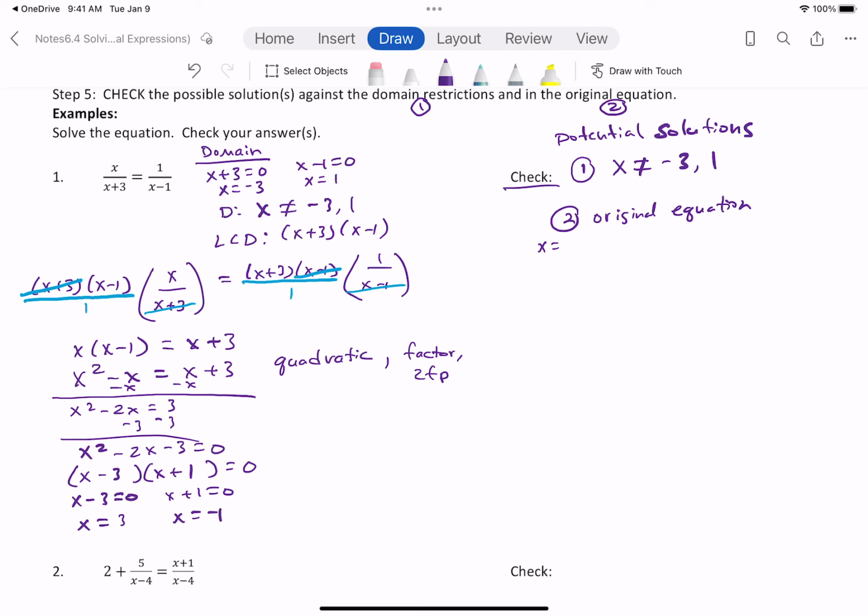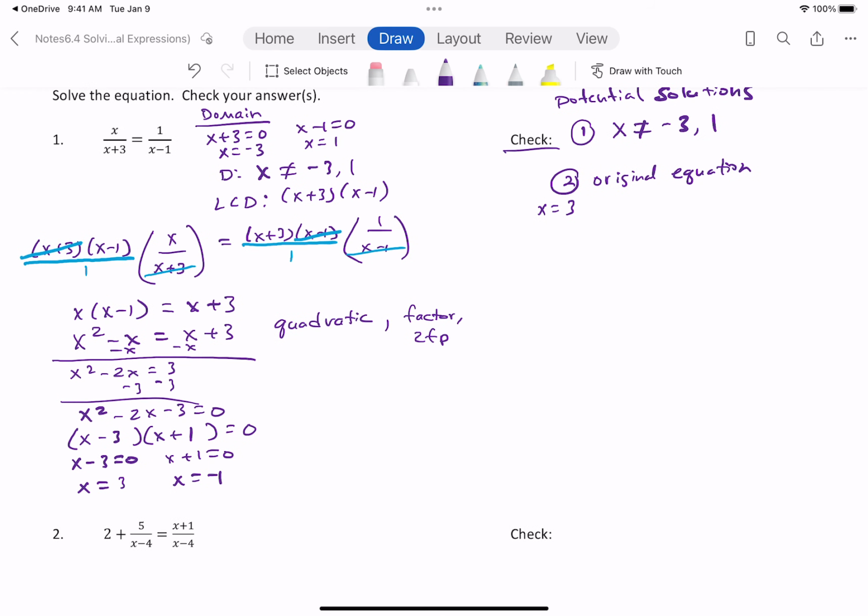So we'll need to check each one. So if x is equal to 3, we're going to plug that into the original. Everywhere there's an x, so we'll get 3 over 3 plus 3. And we want to know if that's equal to 1 over 3 minus 1. So this side is 3 over 6, and this one is 1 over 2. You can use your calculator if you need to. 3 over 6 does reduce to 1 over 2. So the x equals 3 is good.